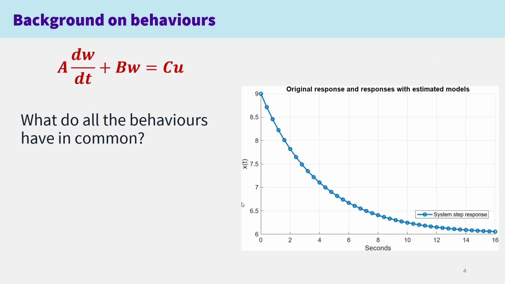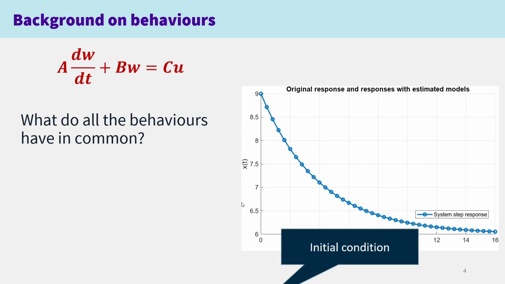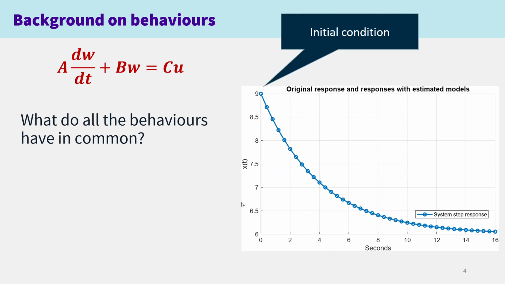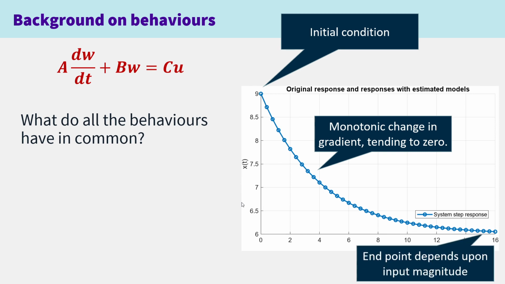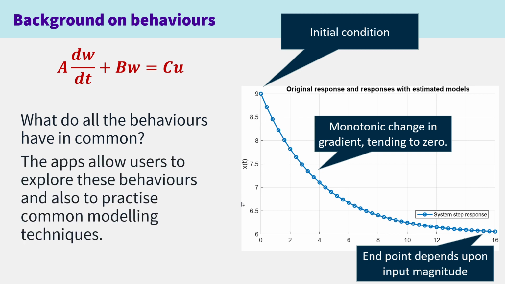Some background on first order model behaviours then. You can see with a model like this, you'll get a behaviour a bit like the graph shown on this slide. Now, what are we interested in? What's the impact of the initial condition? We seem to have this monotonic change in gradient tending to 0, but how exactly does it change? And we have a steady state, and we might be interested in what exactly is that steady state. The apps allow users to explore these behaviours and also to practice common modelling techniques.